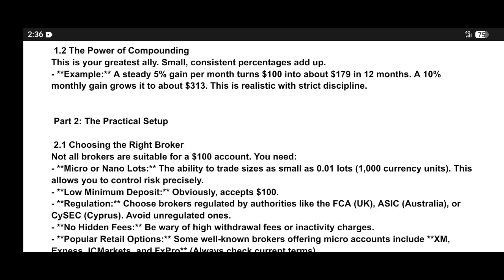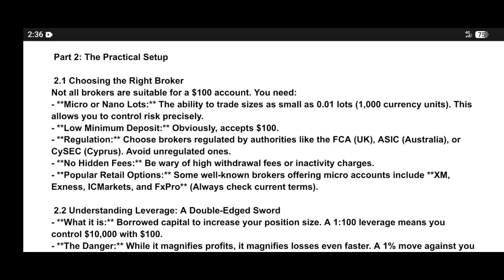It should obviously accept $100. Regulation: choose a broker regulated by authorities like the FCA in the UK, ASIC in Australia, or CySEC in Cyprus, and avoid unregulated ones. Also find a broker that has no hidden fees. Be wary of high withdrawal fees or inactivity charges. Some well-known brokers offering micro accounts include XM, Exness, IC Markets, and FP Markets. Always check their current terms and conditions.